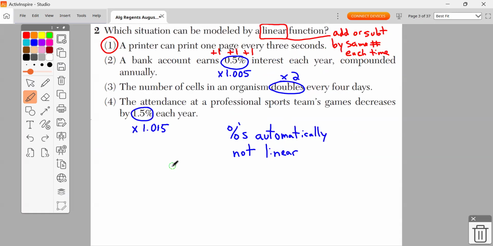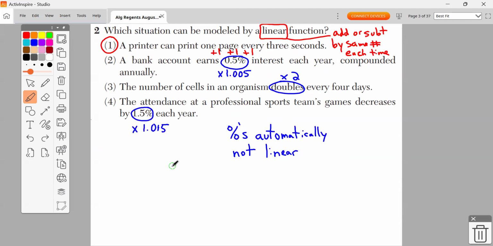In question number 2, what situation can be modeled by a linear function? So if we graphed it, what would form a picture of a line? Well, to get an actual line, you have to be adding or subtracting by the same number each time. So choice number 1 is the correct answer.